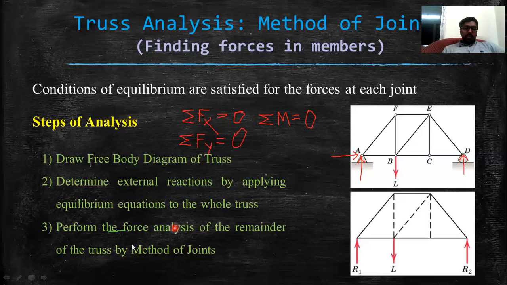Now after this is done, we have to perform the force analysis of the remainder of the truss by the method of joints. Once the unknown reactive forces are computed, we need to compute the member forces within the structure. And we will perform the force analysis of the remainder of the truss by the method of joints.